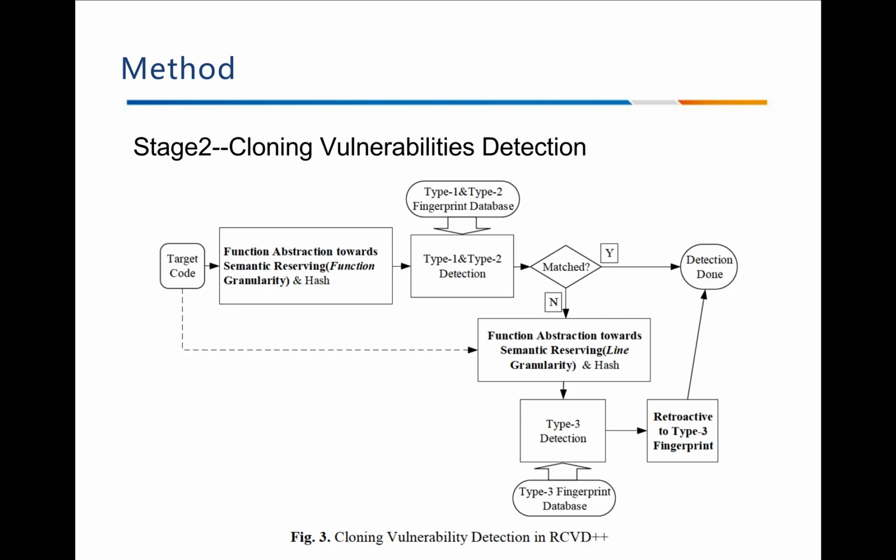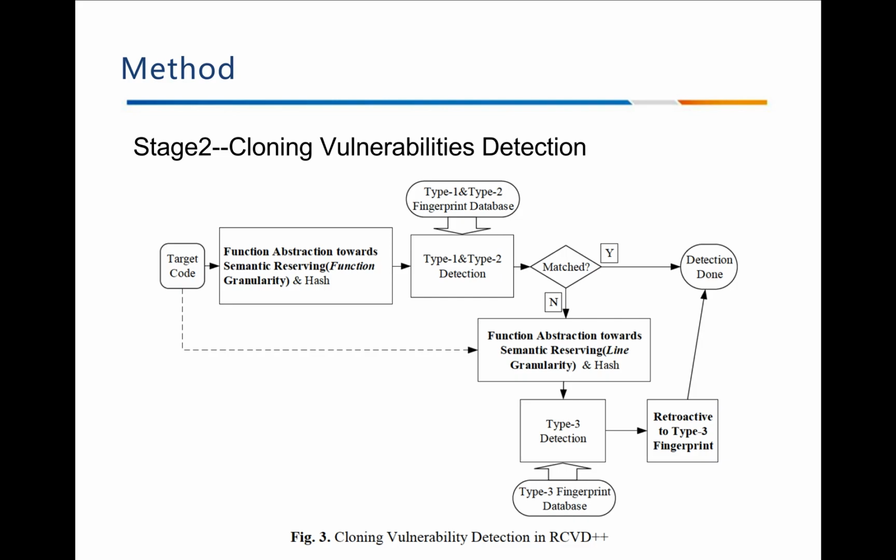The second stage is clone vulnerability detection. In this stage, the target code will be transformed into a fingerprint and then compared with different fingerprints to determine whether it is vulnerable. The entire process is shown in Figure 3. RCVD++ will first pre-process the code to generate a fingerprint at function granularity, and then use the Type 1 and Type 2 fingerprint database to perform fingerprint matching.